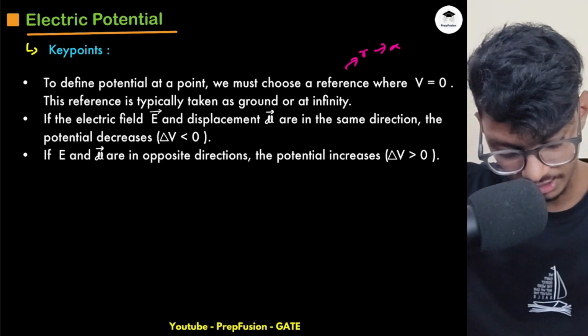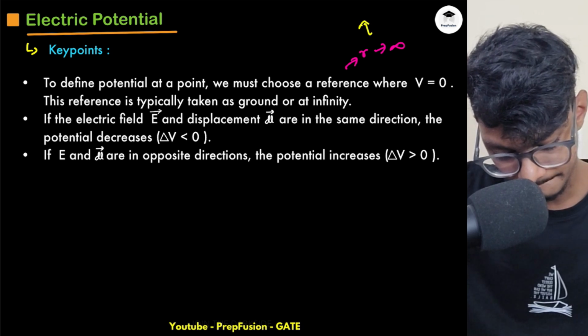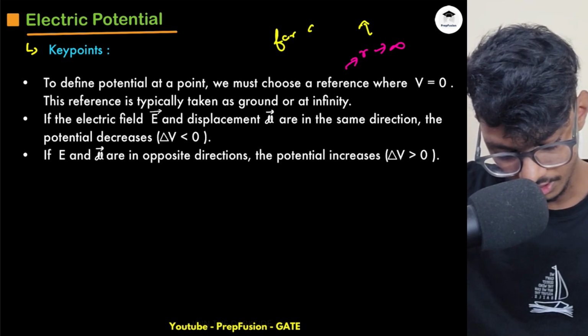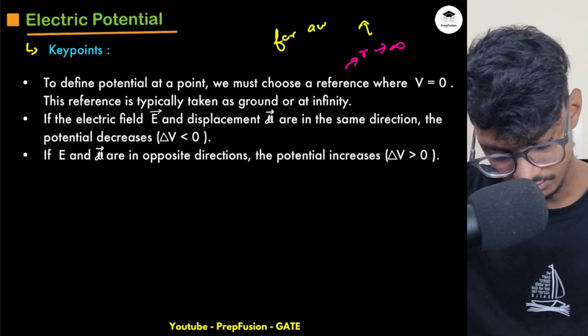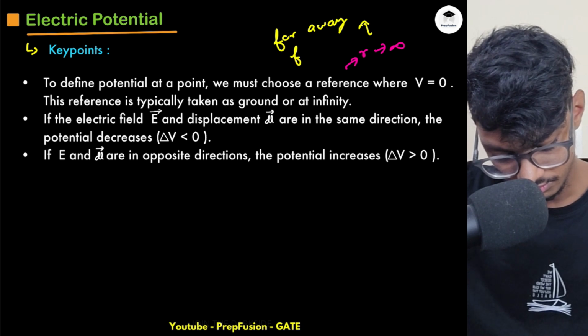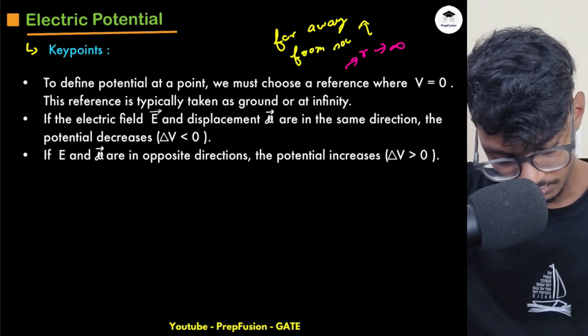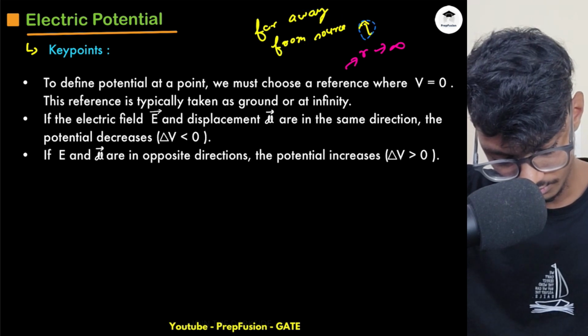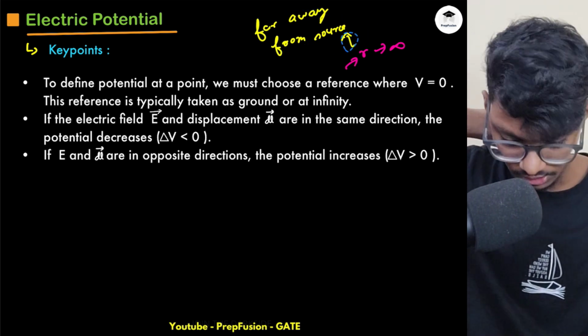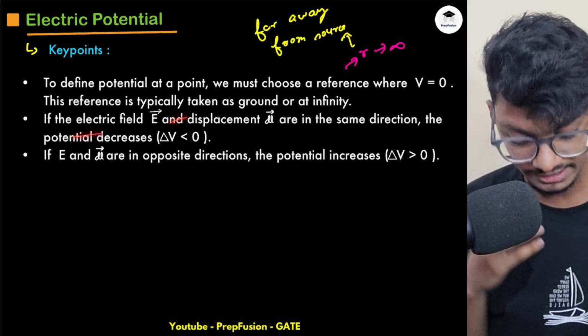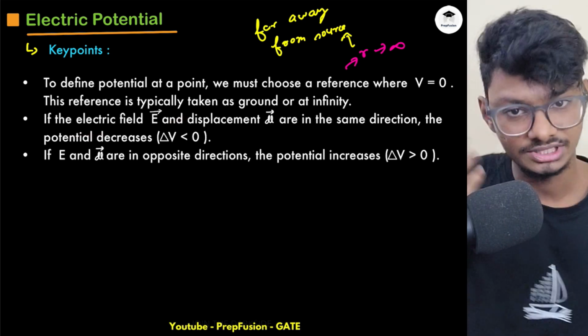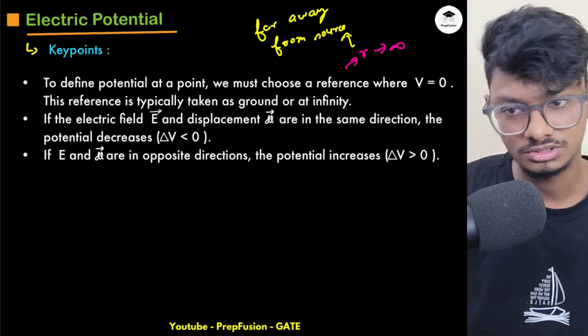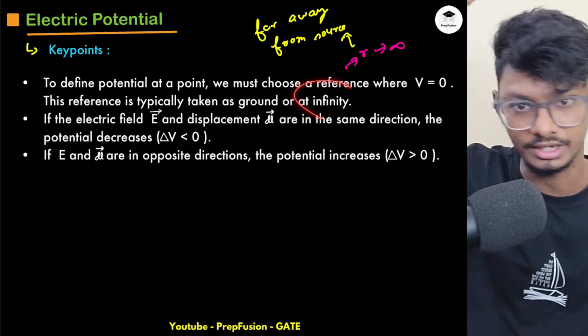Very far away from the source. Okay, this reference is typically taken as ground or at infinity. So generally we typically take it at ground because ground has 0 potential, or infinity far away.